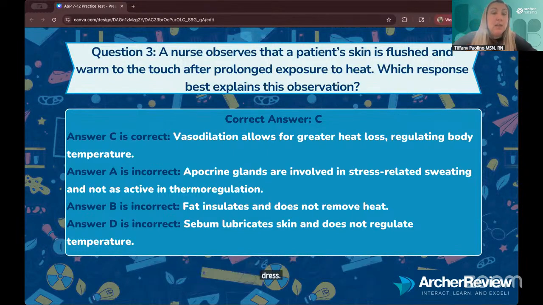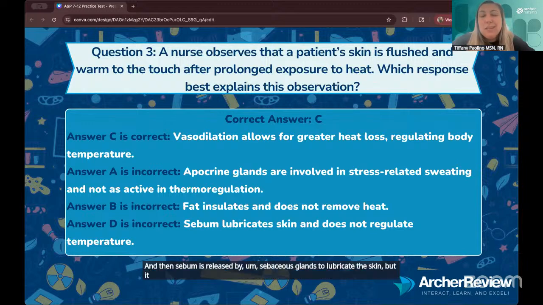And they're less active in thermoregulation, but more under stress. B is not correct because fat insulates, it doesn't remove heat. So it insulates the body. And then sebum is released by sebaceous glands to lubricate the skin, but it's not necessarily for temperature regulation. So this question was all about temperature regulation.